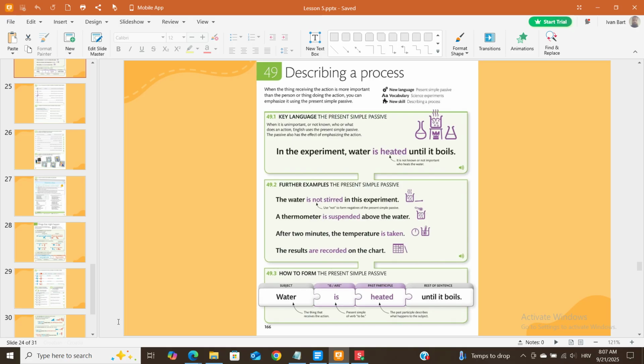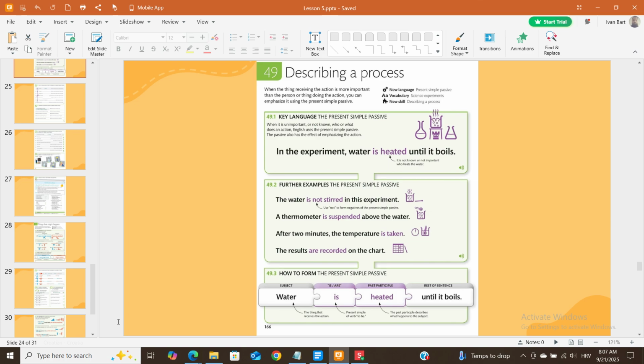49.2 Further examples: the present simple passive. The water is not stirred in this experiment. Use not to form negatives of the present simple passive. A thermometer is suspended above the water. After 2 minutes, the temperature is taken. The results are recorded on the chart.